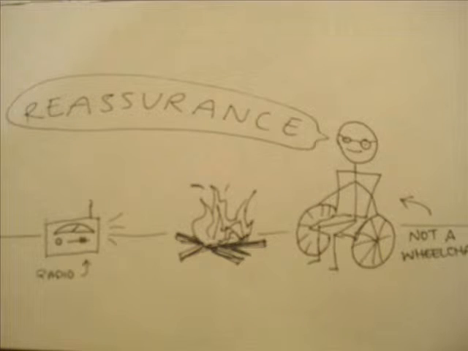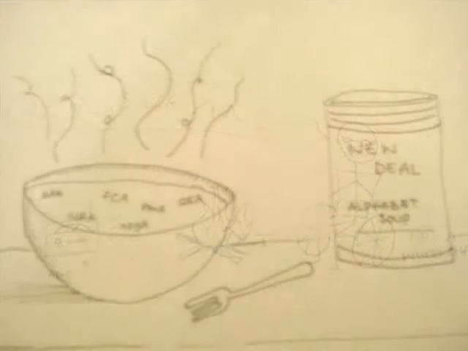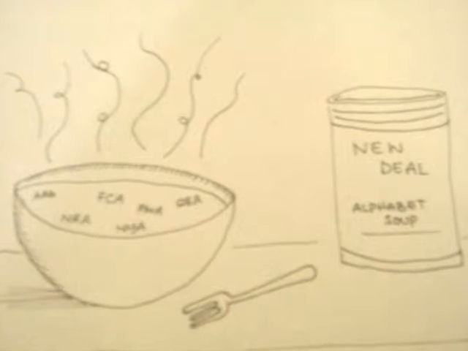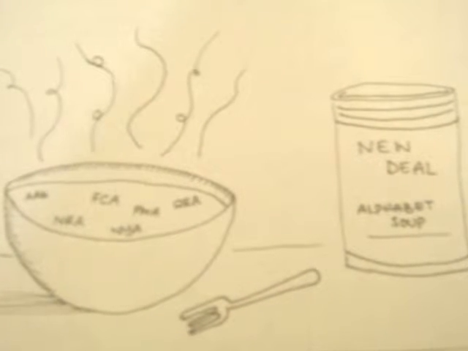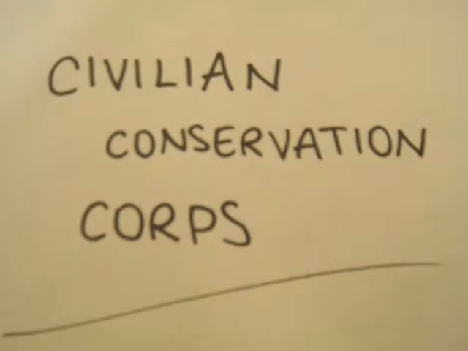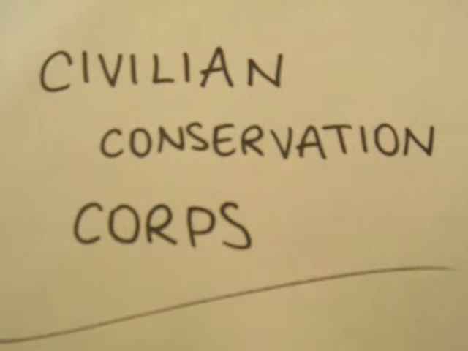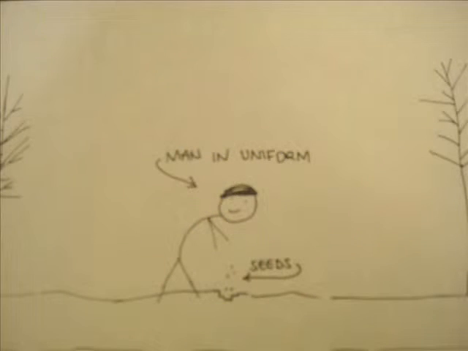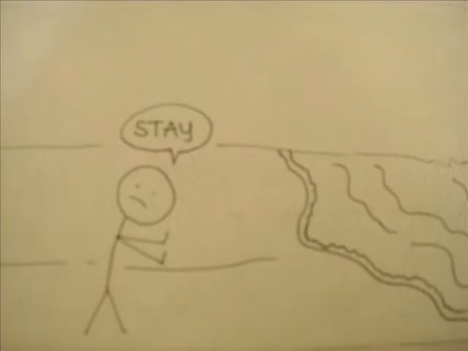FDR turned to radio and held 30 fireside chats in which he tried to give reassurance. FDR passed a list of acts that were known for their acronyms as New Deal alphabet soup. The 100 Days Congress responded to FDR with the Civilian Conservation Corps. This provided employment for 3 million uniformed men in government camps. They participated in reforestation, firefighting, flood control, and swamp drainage.